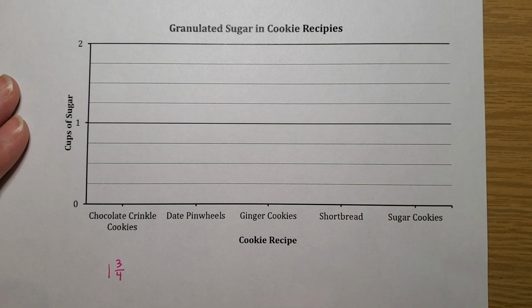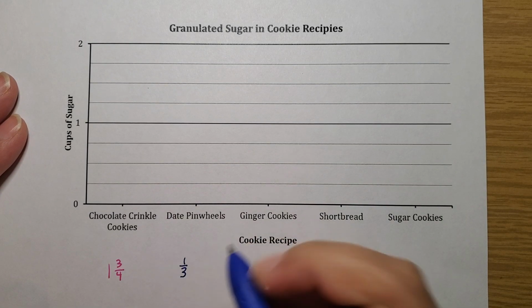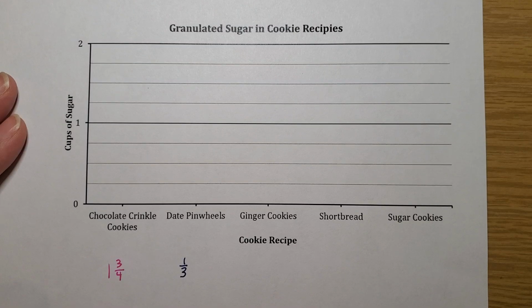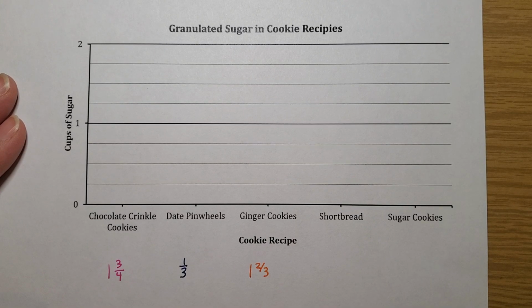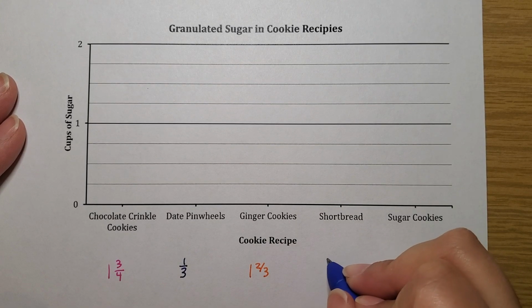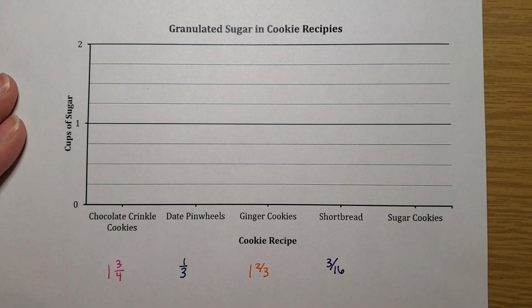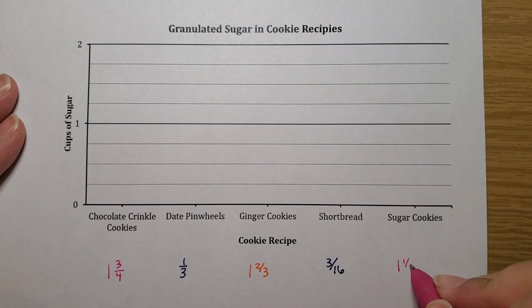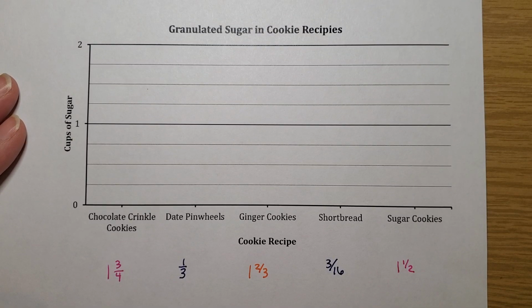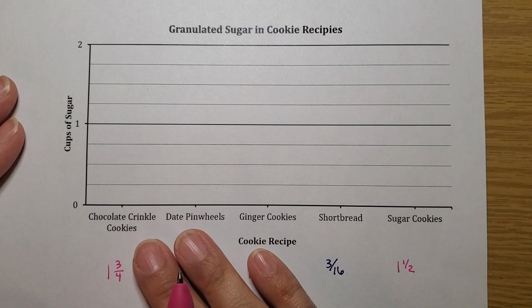So then the date pinwheels only needed 1/3 of a cup of sugar. The ginger cookies needed 1 2/3. The shortbread needed 3/16. Oh my gosh. And then sugar cookies needed 1 1/2. Okay. So let's start out with the chocolate crinkle cookies.